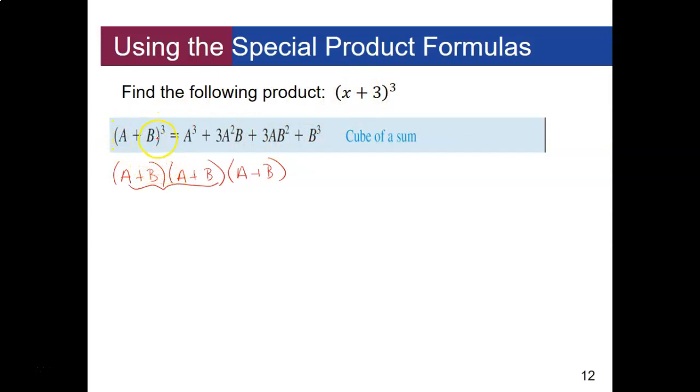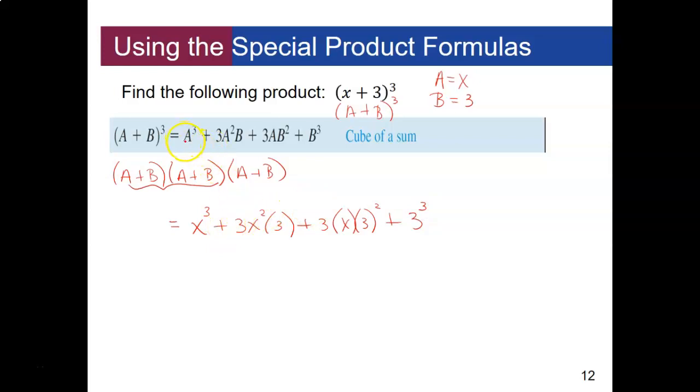So we need to figure out what our A and our B are. And this one is pretty simple. A is just going to be X and B is going to be 3. So we just want to match this up with A plus B to the third so that we can then go in and plug everything in here. Here we're going to replace A with the X. So we'll have X to the third plus 3 times X to the second times 3. So we're just replacing the A and the B with the X and the 3. Then we'll have plus 3 times X times 3 squared. And then finally plus 3 to the third.